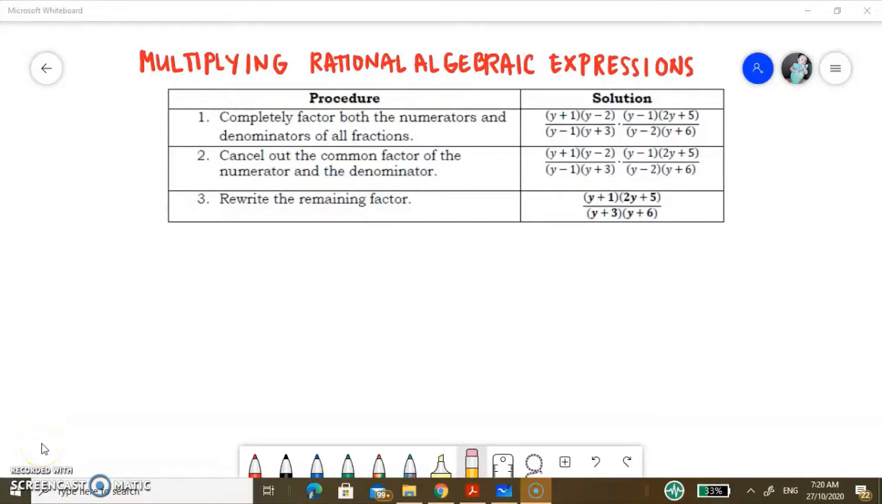Okay, so good day. This video lesson is about multiplying rational algebraic expressions. We have three simple steps. First, you're asked to completely factor both the numerators and the denominators of all the fractions. Second, you have to cancel out the common factors of the numerator and the denominator. And third is to rewrite the remaining factors.